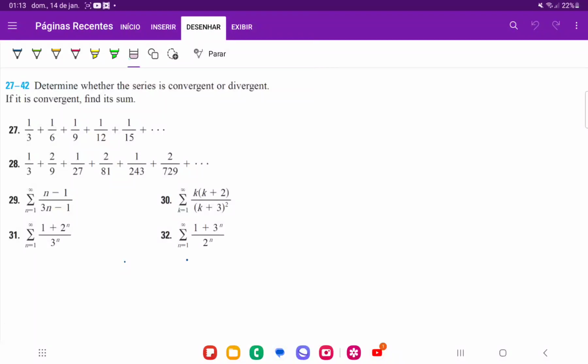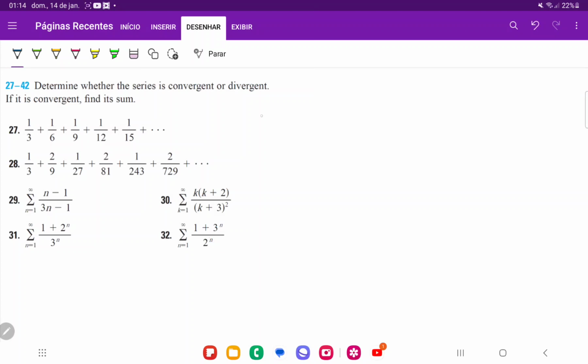Okay, so for number 32, we want to see whether the series is convergent or divergent. So what we're going to do here is break it down into two different series because we do have this to the power of n. So this does look like a geometric series.